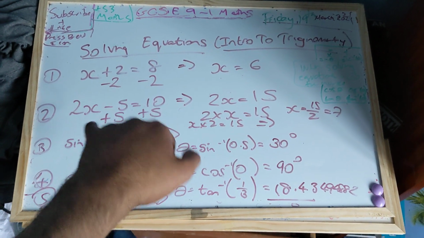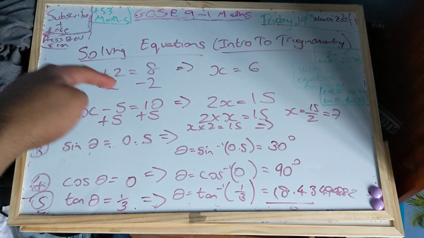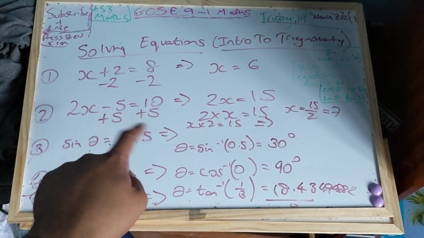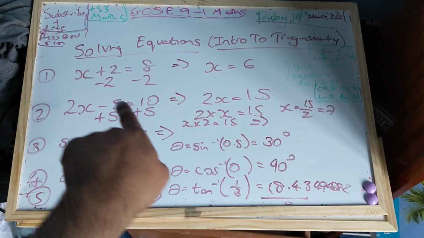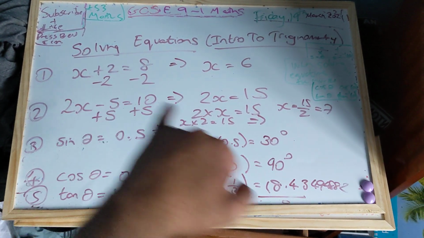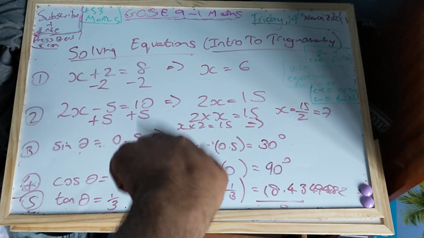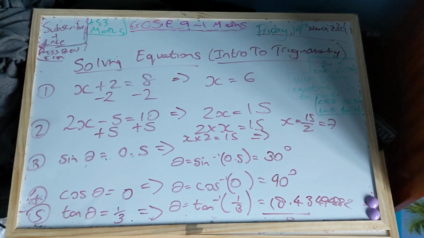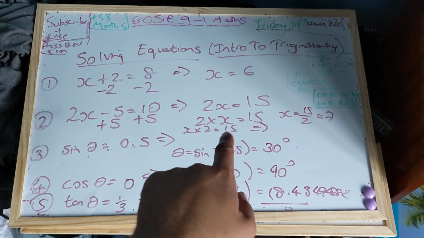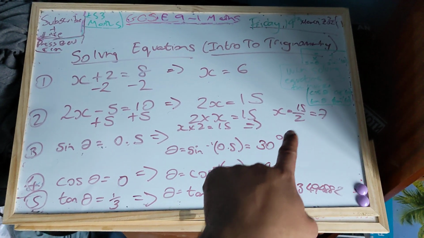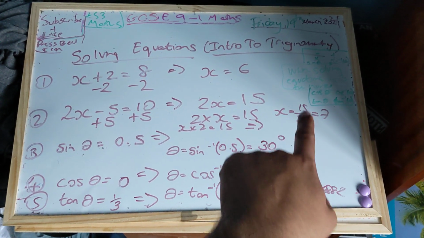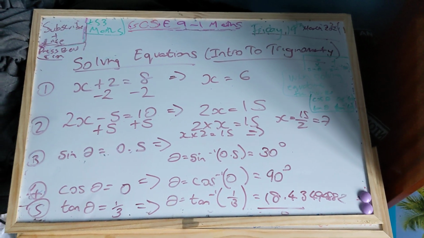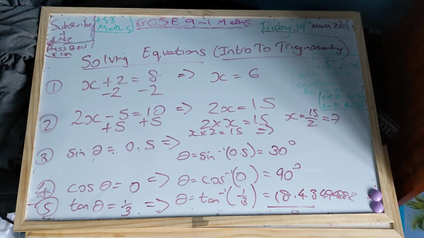Second one, 2x minus 5 is equal to 10. The opposite of minusing 5 is to add 5 to both sides. Minus 5 plus 5 becomes 0, so I get 2x on the left-hand side. 10 plus 5 is equal to 15. 2 times x equals 15. The opposite of times by 2 is to divide by 2. So x equals 15 over 2, which is 7.5.